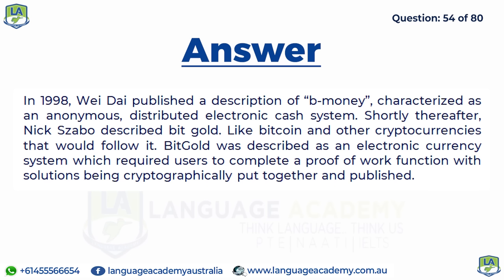In 1998, Wei Dai published a description of B-money, characterized as an anonymous, distributed electronic cash system. Shortly thereafter, Nick Szabo described BitGold, like Bitcoin and other cryptocurrencies that would follow it. BitGold was described as an electronic currency system which required users to complete a proof-of-work function with solutions being cryptographically put together and published.